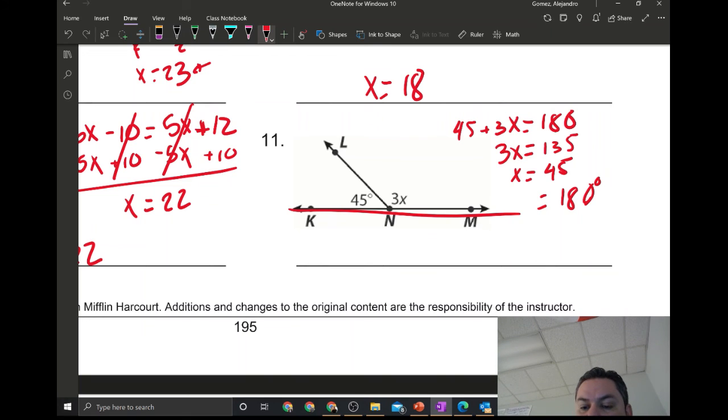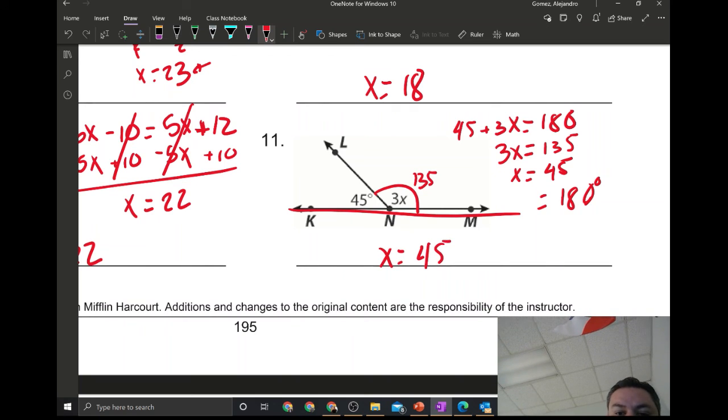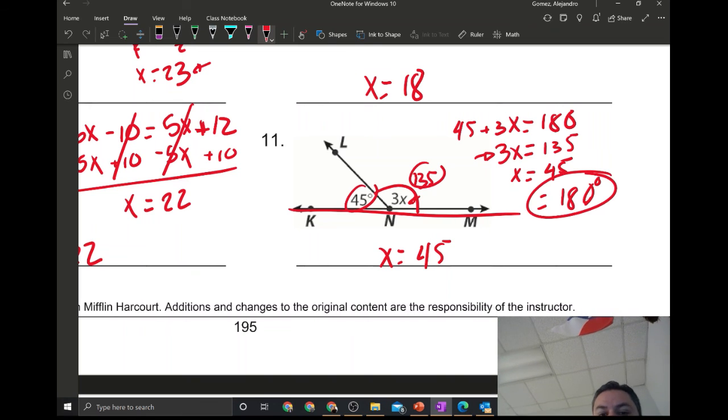45 is not the angle. The angle is actually 135. The value of x is 45. How do I know it's 135? Because it says 3x equals 135, and this is 3x right there. Plus, if you add this and this, it equals 180.